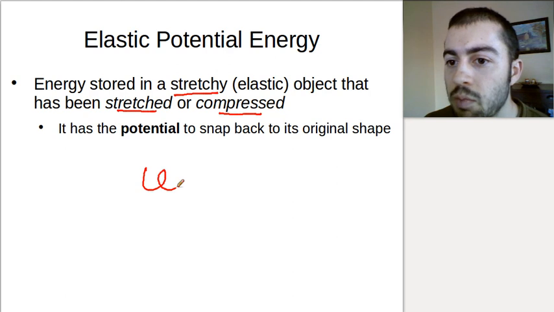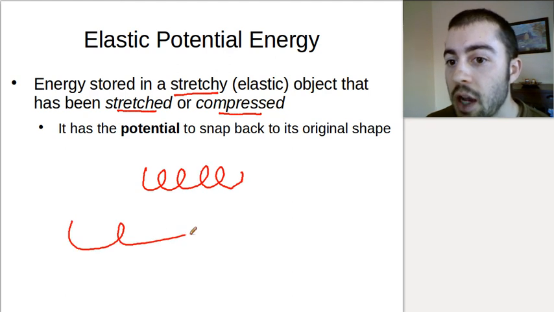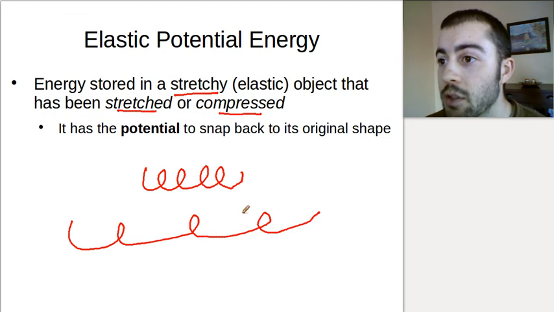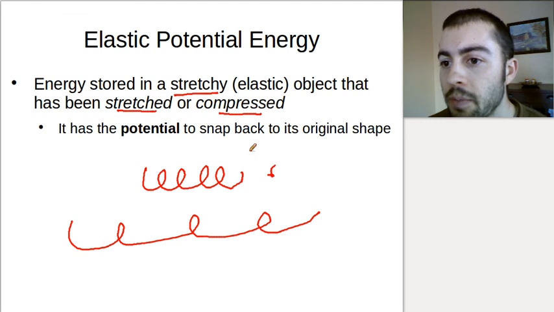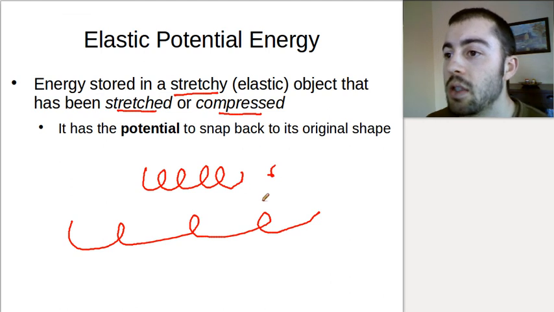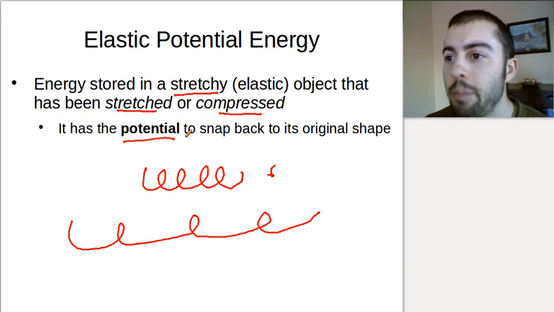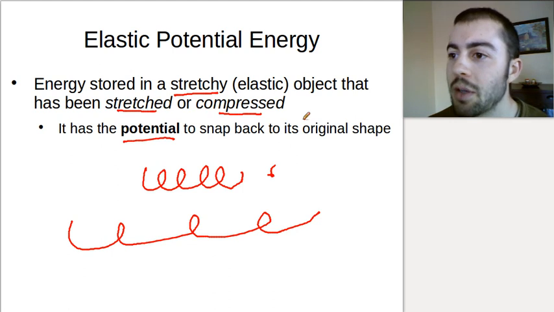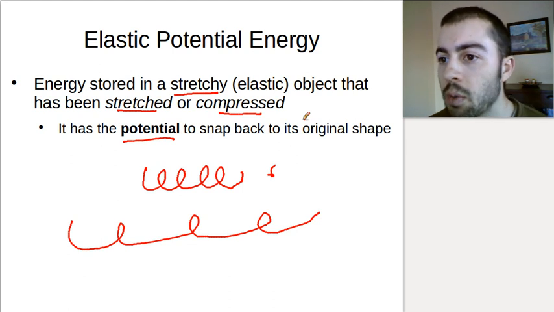So if we think about a spring, and let's say we take that spring and we stretch it out really far, what's this spring going to want to do after we stretch it out? Well, if we pull it apart, it's going to want to snap back into place and return to its original shape. So that's what gives this elastic object potential, is when we stretch or compress it, it has the potential to snap back to its original shape. So again, potential energy is all about what something could do because of the position we're putting it in.